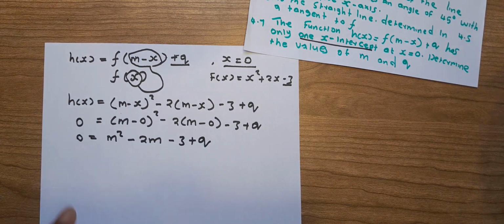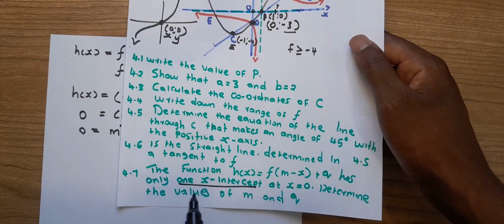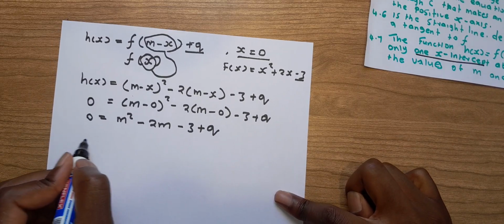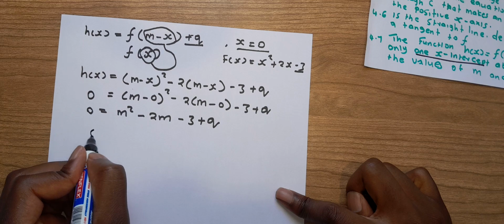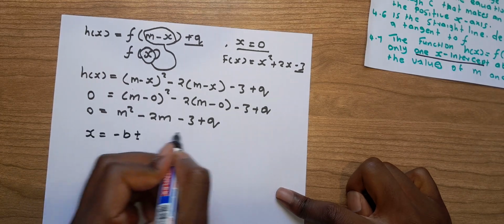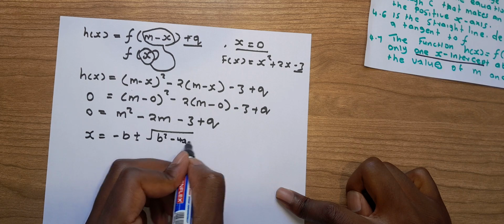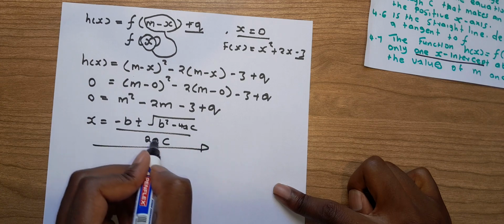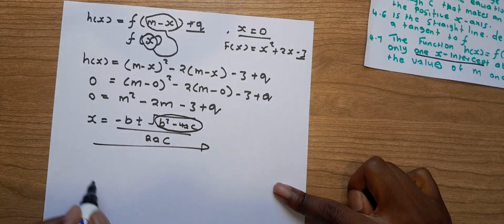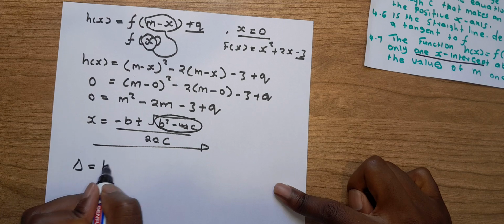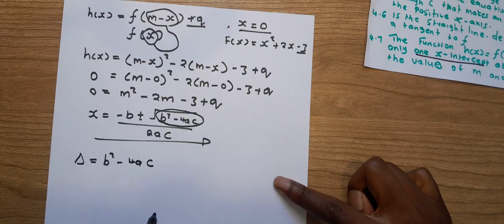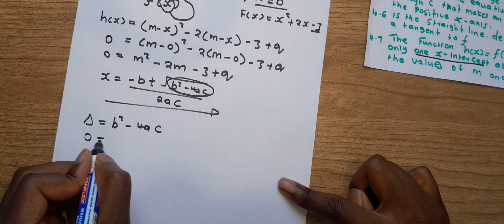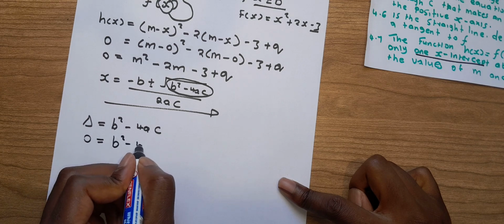Now you have this wonderful expression. But what does the question say? They say determine the values of m and q. So when you got here, remember, in your quadratic formula, you have x equals negative b plus or minus the square root of b squared minus 4ac, divided by 2a. At this point you are not using the whole quadratic formula, but what's inside it. You say that the discriminant equals b squared minus 4ac, and here it is going to be 0.